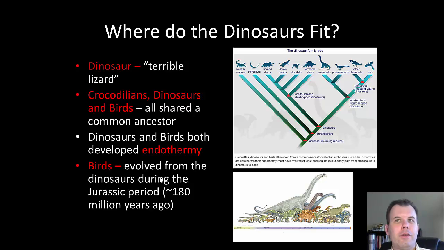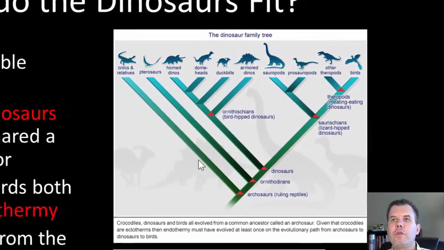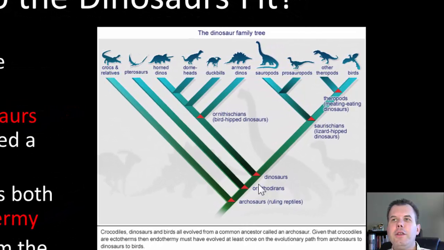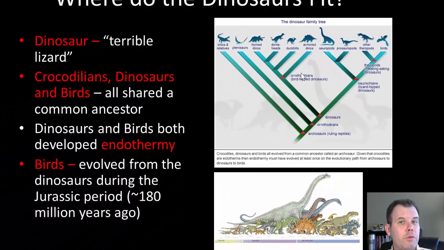Crocodiles, or crocodilians, dinosaurs, and birds all shared a common ancestor. And if you look at their development, you can see here, this goes to the crocs and their relatives, and then you see the development of the dinosaurs, and then finally at the very end you see the birds. And so birds actually evolved from the dinosaurs as well. And so the dinosaurs and birds both developed endothermy, which means warm-bloodedness. And so that's one of the reasons why we know birds and dinosaurs are closely related, because you see this endothermy, that they could regulate their temperature from the inside and not have to sit out in the sun like a crocodile does and then go into the cool area and cool themselves off. And that's what that really means.